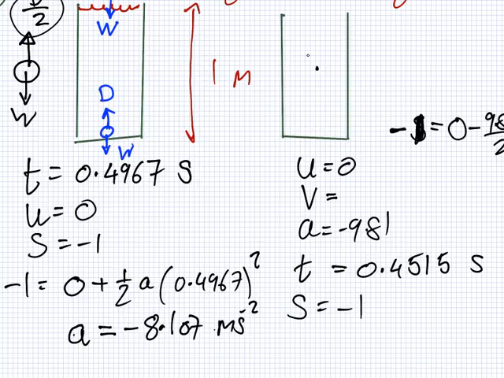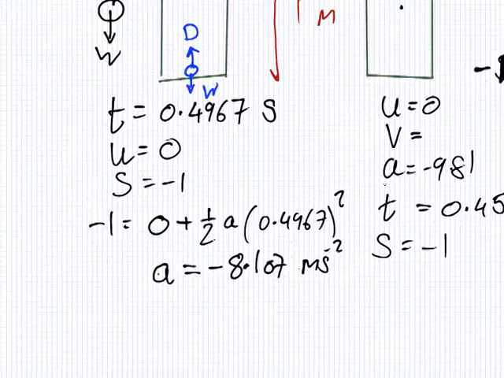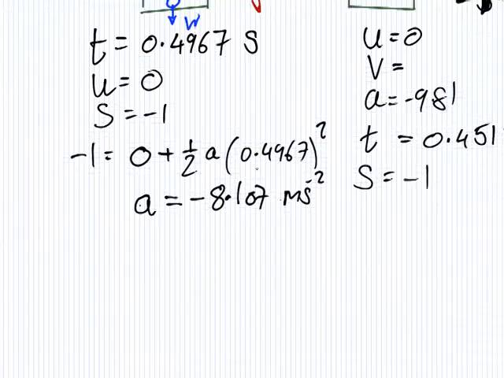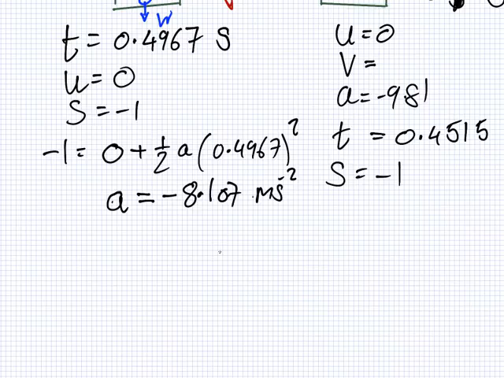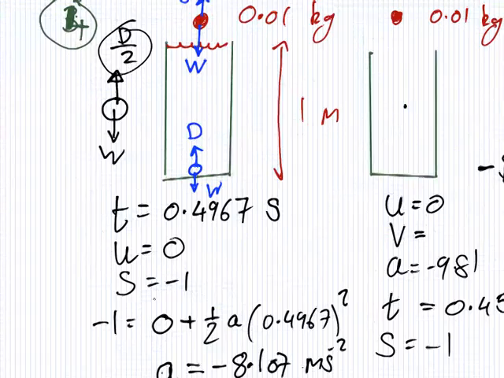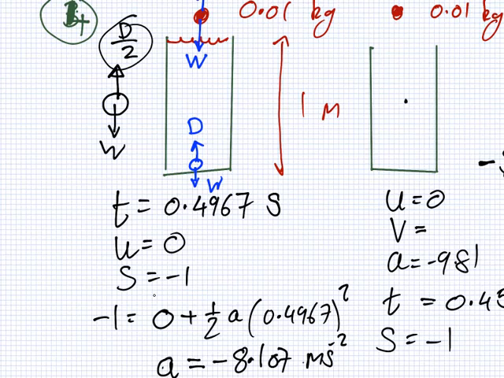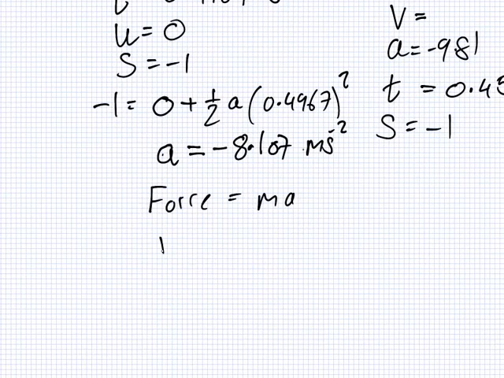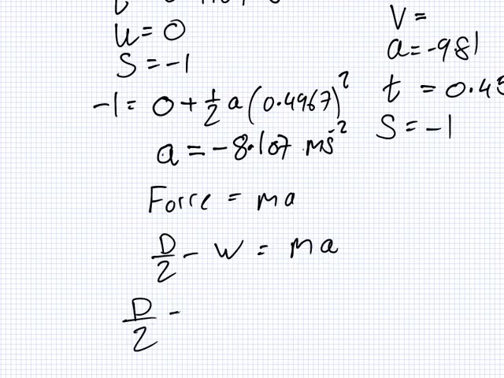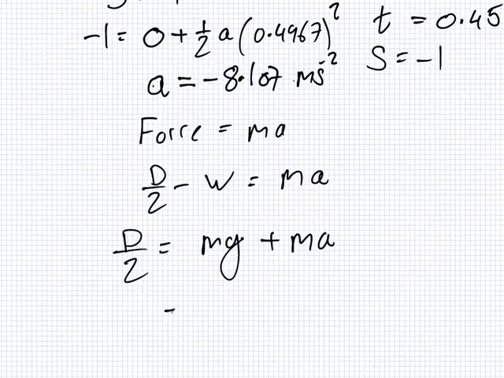Are you sure it's okay? Yeah. Okay, fine. So we have the acceleration now, so we could use Newton's second law that says force equals ma. But again, this is the total force. So what's the total force here? D over 2 minus W. So D over 2 minus W equals ma, so D over 2 equals W, which is mg, plus ma. Now what did we say the m was? 0.01, and the g is 9.81.